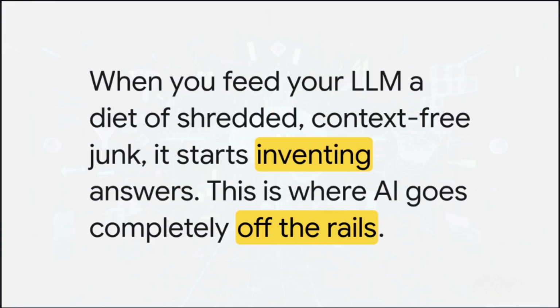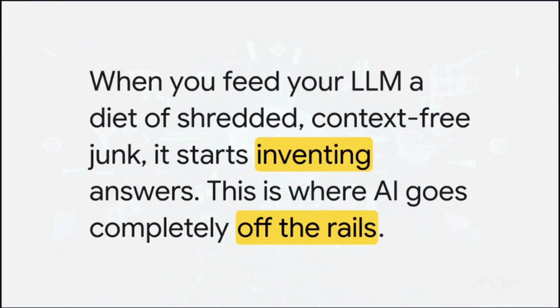And then we have context blindness. This villain loves to just grab individual facts from a page completely out of context. So your AI might learn the fee is $50, but it totally misses that crucial little sentence next to it that says, for Florida residents only. So an isolated fact just becomes a flat-out lie.